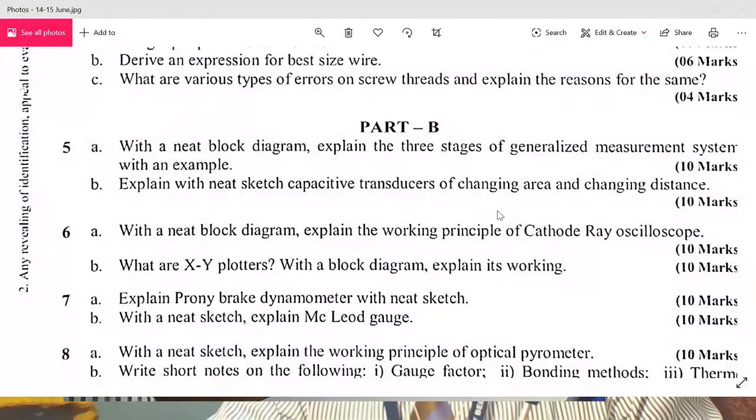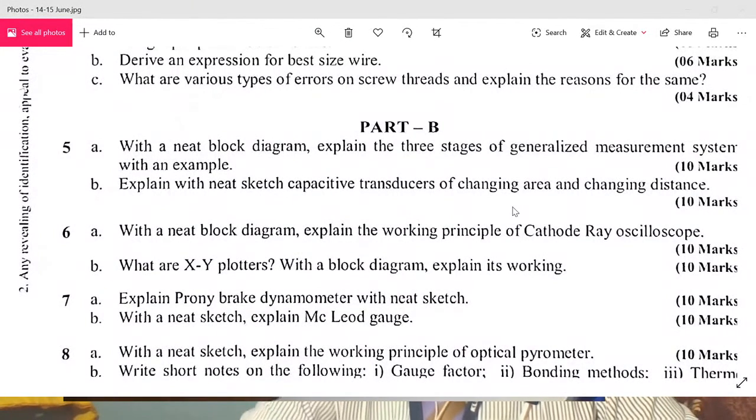Okay. Question number 7 is explain Prony brake dynamometer with neat sketch, and with a neat sketch explain McLeod gauge. Okay. Tomorrow I can do that. I will show you both. Now I think I am a bit exhausted. Please excuse me for today. Prony brake dynamometer we are going to discuss tomorrow. I will show you McLeod gauge also.